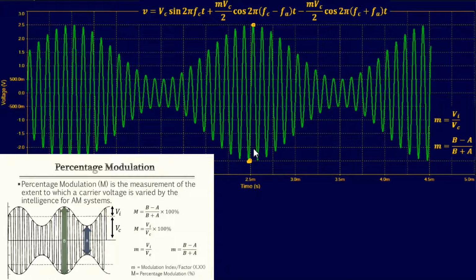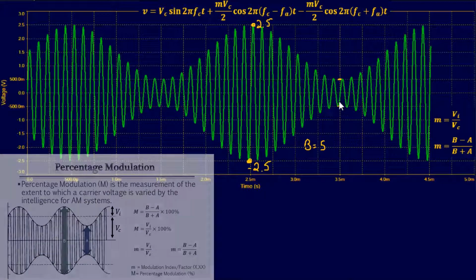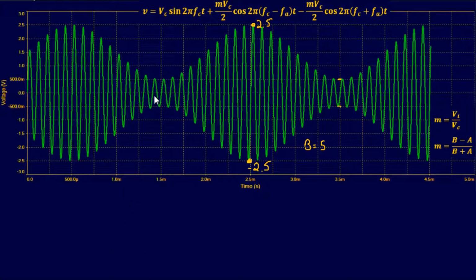Now B, if we want to count it off, let's see, negative 2.5 right there, going all the way up to 2.5. So that has a peak to peak of 5 volts. Okay, so B would be 5. Now A would be this point to this point, the lowest peak to peak points. That's A. So looking at this, it looks like 0.5 and 0.5, that's 1. So A equals 1. And we can plug and chug that in our equation over here.